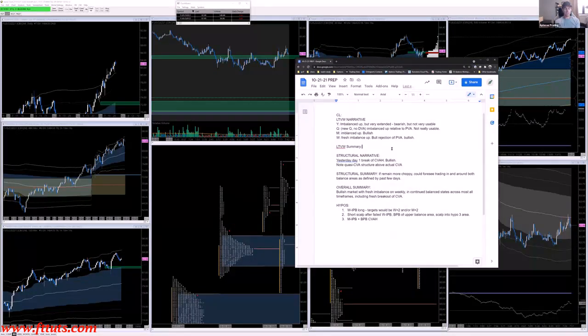Long-term VWAP summary. Sorry, we skipped it. It's pretty clear. Bullish as monthly and weekly balanced up. Now, today we have enough room to kind of have our hypos to where essentially the long-term VWAP summary never changed, right?